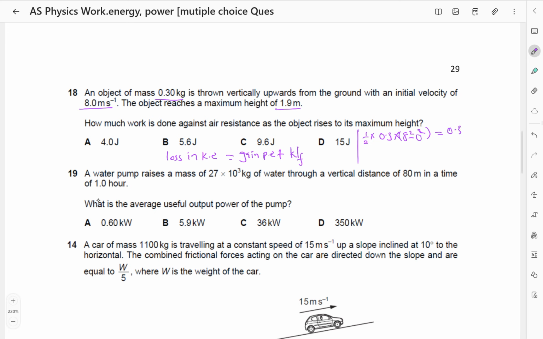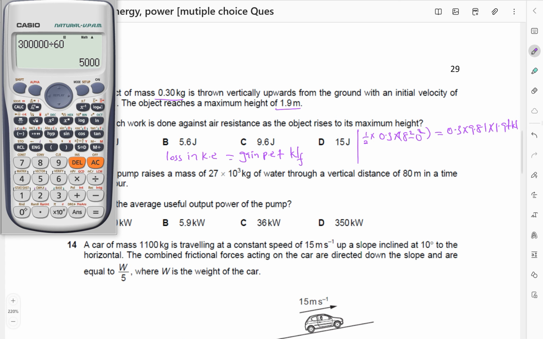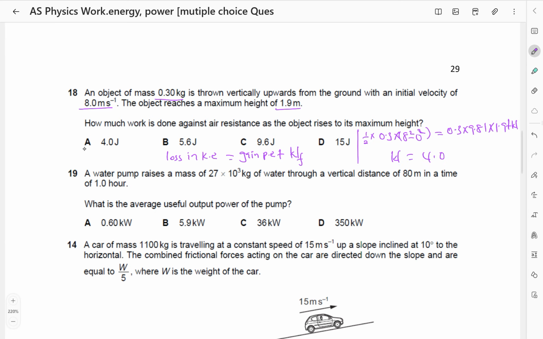So that's 0.3 times 9.81. The height gained is 1.9, then plus the work done. So I want the work done. I'll just say 0.5 times 0.3 times 8 squared minus 0.3 times 9.81 times 1.9. So the work done is going to be 4.0. So work done is 4.0 joules. So the answer is A.